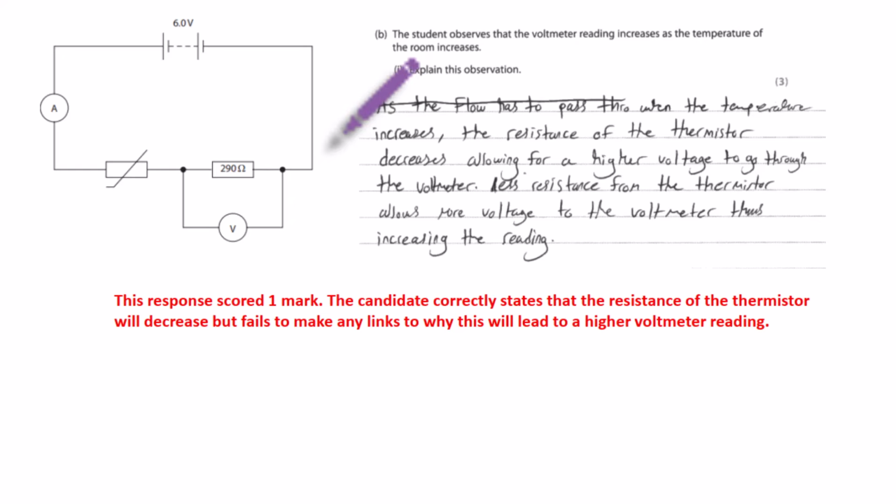The candidate correctly stated that the resistance of the thermistor will decrease, but fails to make any link to why this will lead to a higher voltage, higher voltmeter reading. So let me show you how.